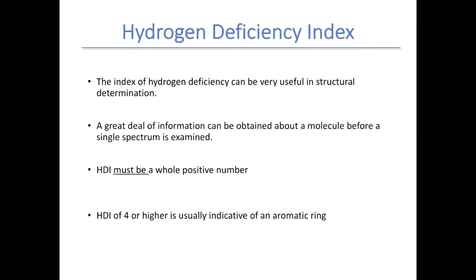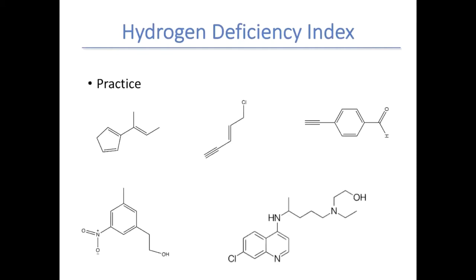Now that we know the definition of an HDI, let's look at some examples and start to determine HDIs. Looking at these structures, we can determine the HDI from just the structure shown. Looking at our first structure, we can see we have one pi bond, a second pi bond, and a third pi bond. We also have one ring within the structure. If we add all these up, we get an HDI equal to 4.